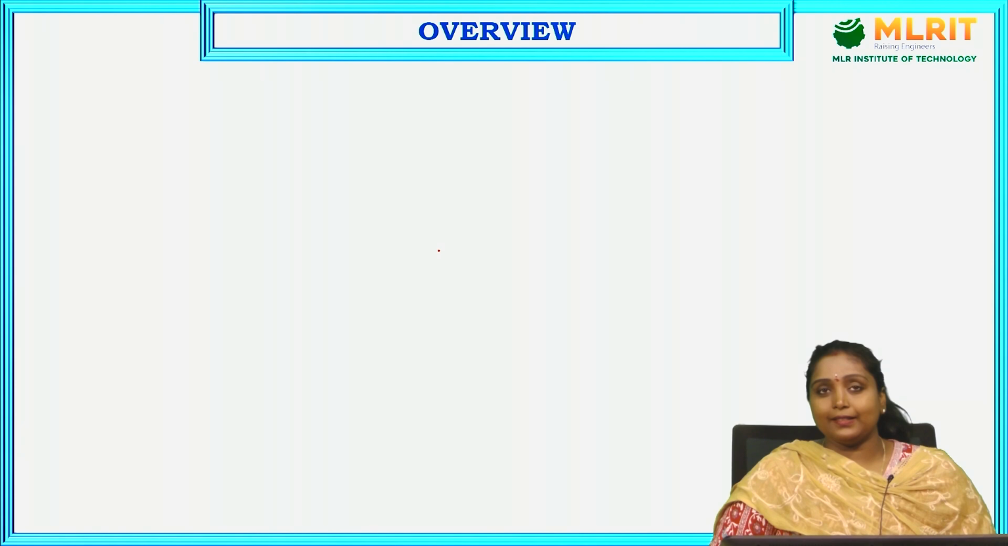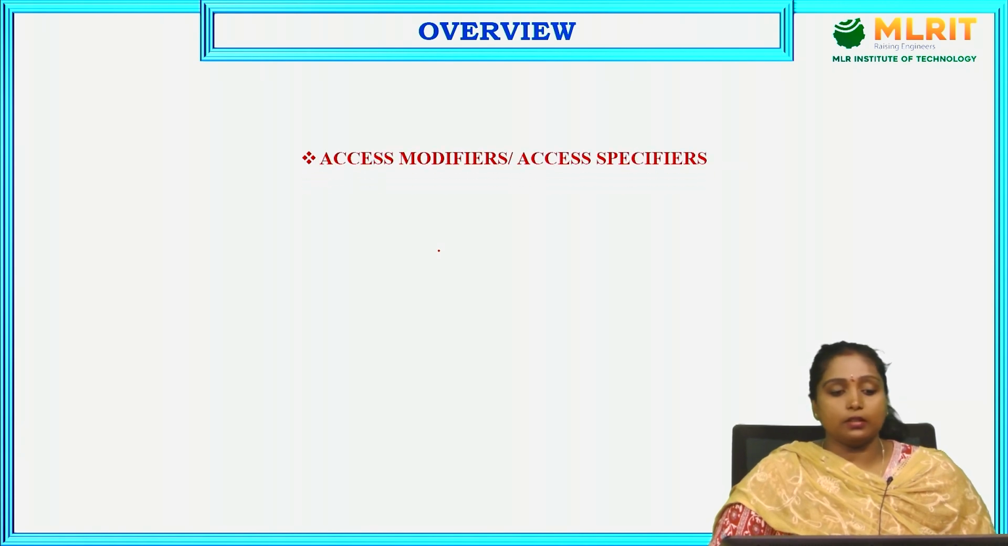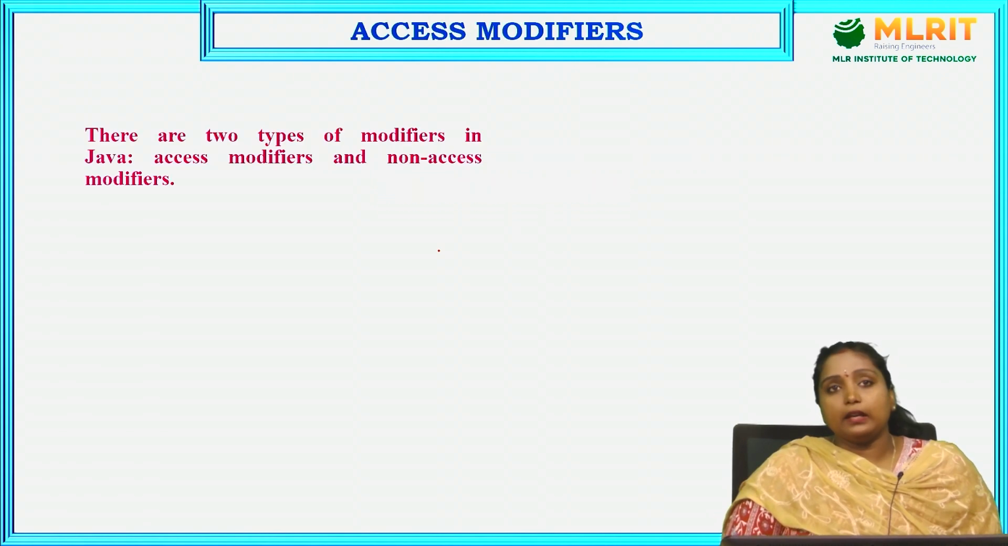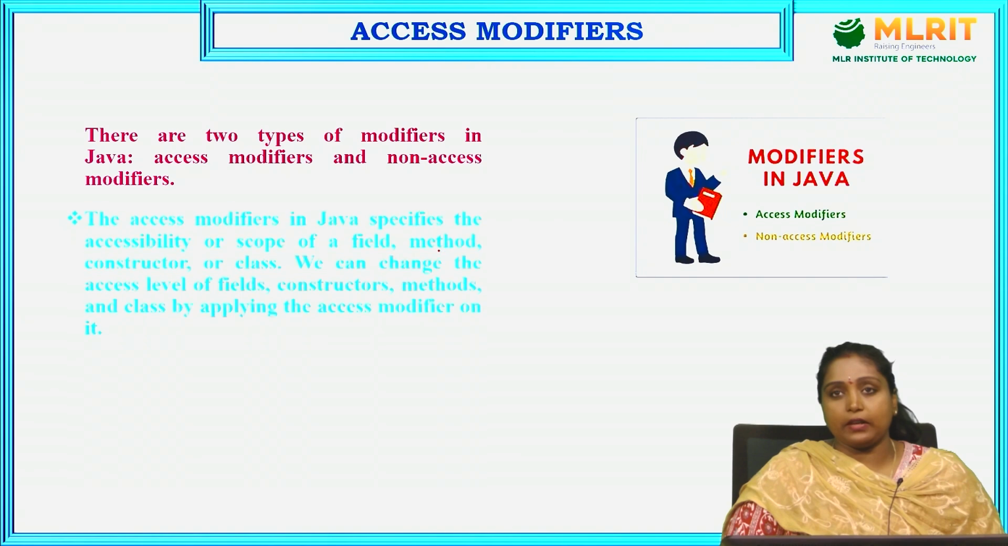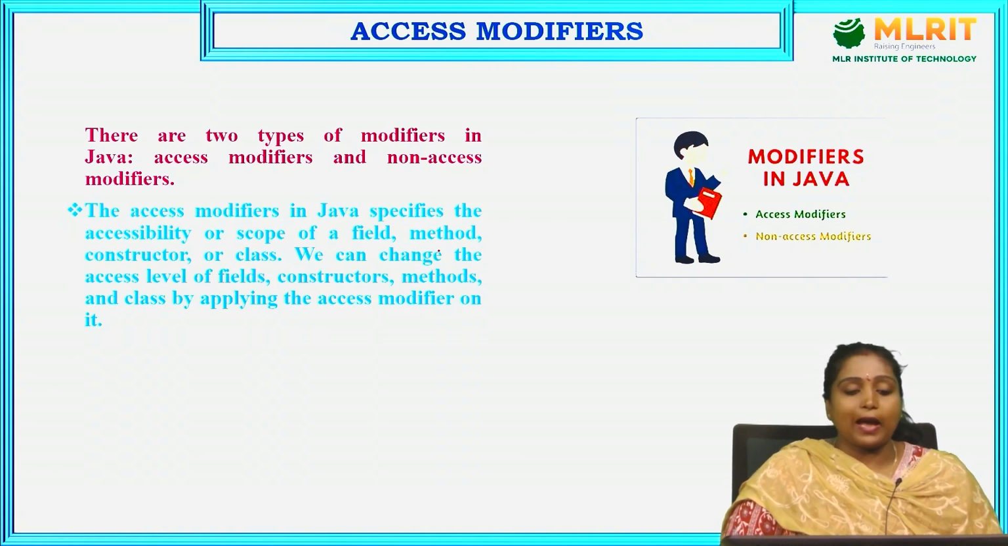In this session, you are going to learn what are access modifiers or access specifiers, and member access rules. There are two types of modifiers in Java: one is access modifiers, the second is non-access modifiers. So coming to access modifiers, what is meant by an access modifier?